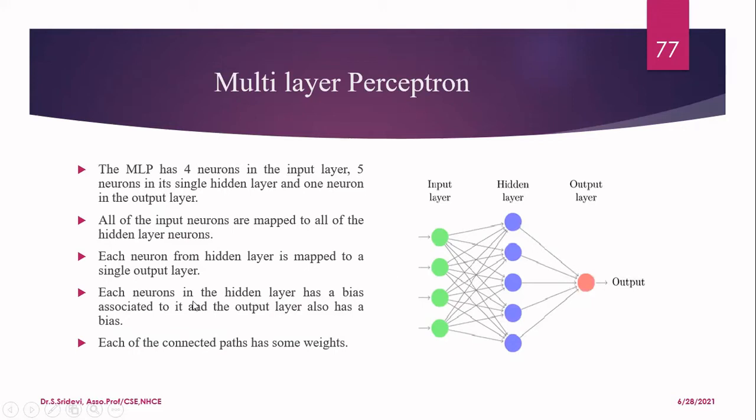And then each neuron in the hidden layer has a bias associated to it. And also each neuron in the output layer also has a bias. Okay, we never associate any bias to the input layer. And each of the connected paths will have some weight. So for all the paths, all the links, you are going to associate some weights. So this is the basic.